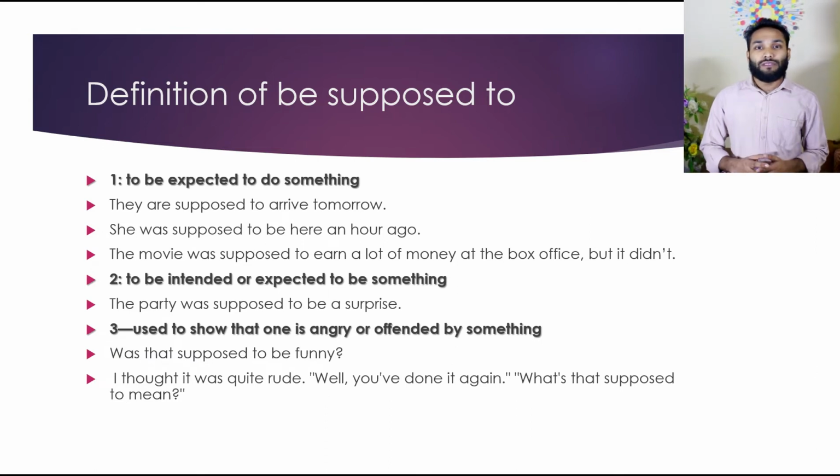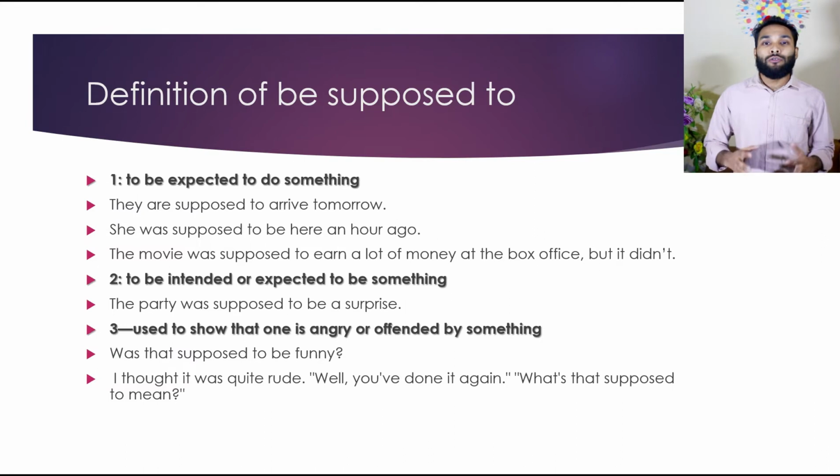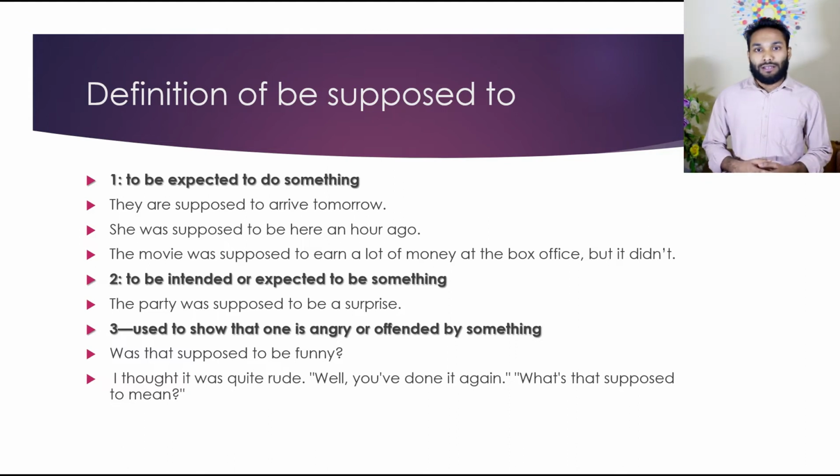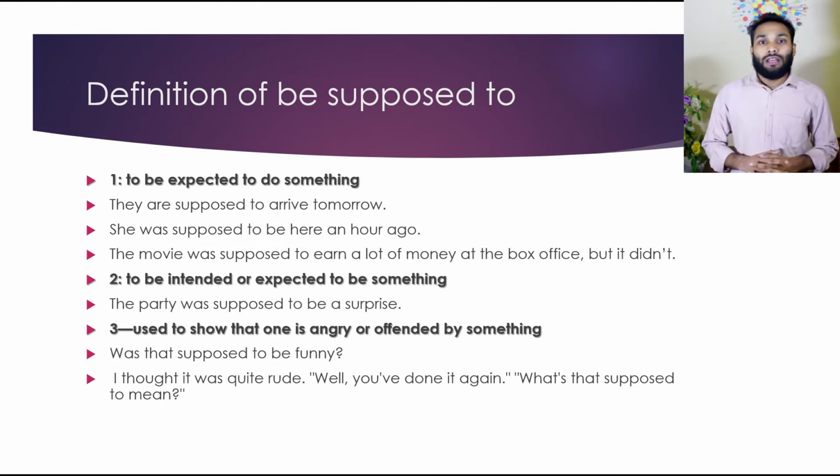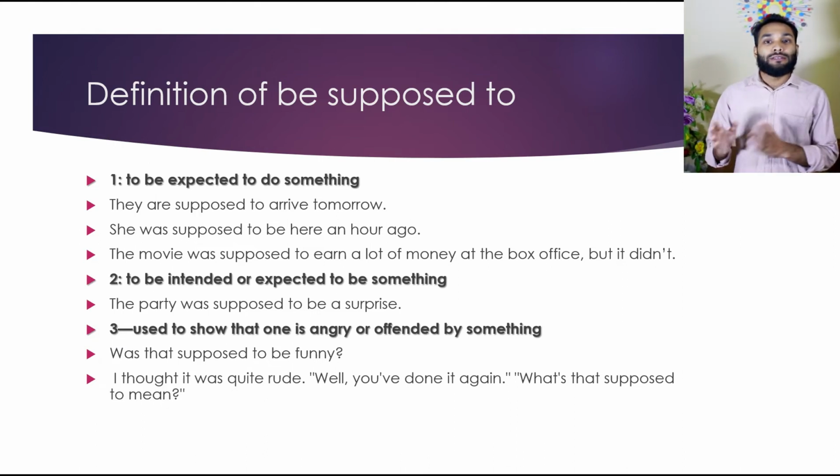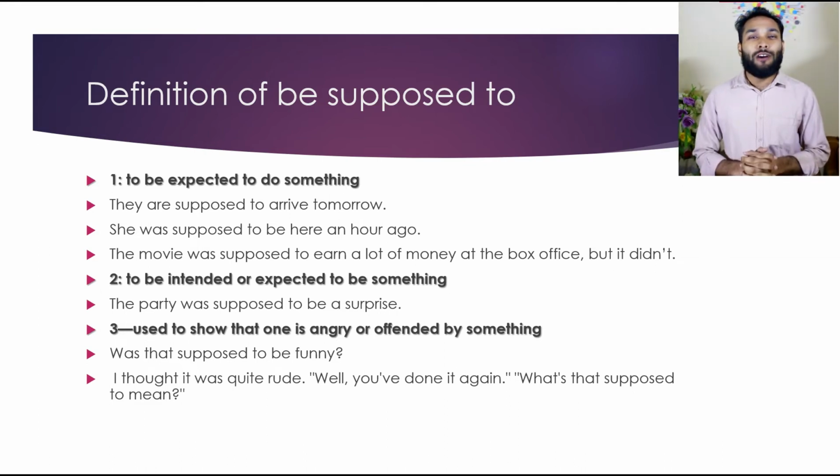The next one: the movie was supposed to earn a lot of money, but that means the movie was not a super hit. It didn't make money. You are saying this to your friend: the movie was supposed to earn money, but it didn't. The next one, to be intended or expected to be something.